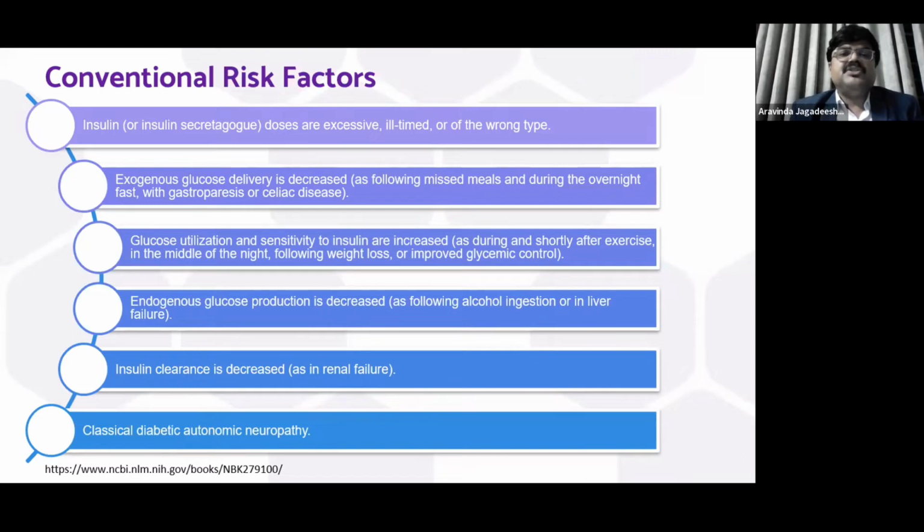Second one, exogenous glucose delivery is decreased as following missed meals and during the overnight fast, with gastroparesis or celiac disease. Third one, glucose utilization and sensitivity to insulin are increased as during and shortly after exercise, in the middle of the night, following weight loss or improved glycemic control. Fourth one, endogenous glucose production is decreased as following alcohol ingestion or in liver failure. Next one is the insulin clearance is decreased as we see in renal failure. Last but not the least is the classical diabetic autonomic neuropathy.